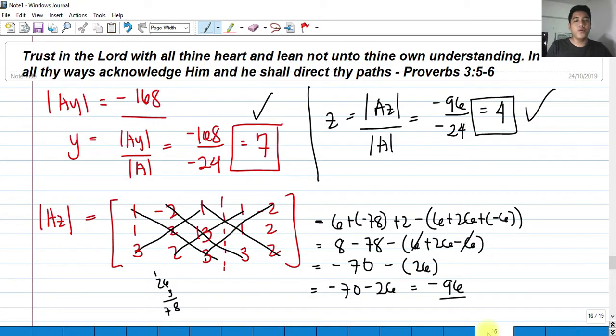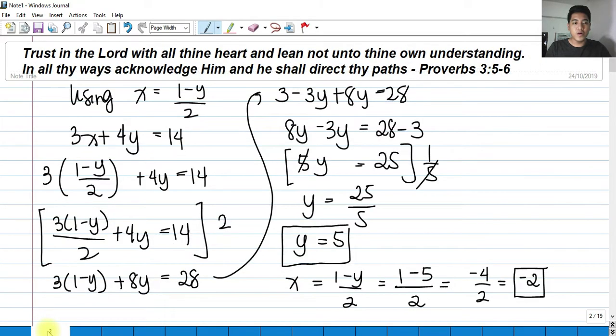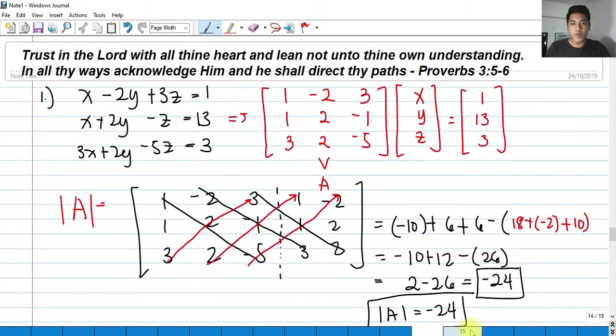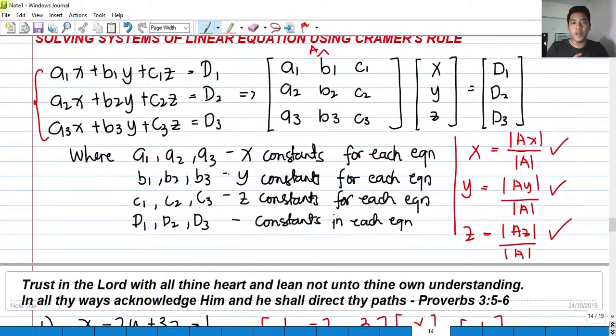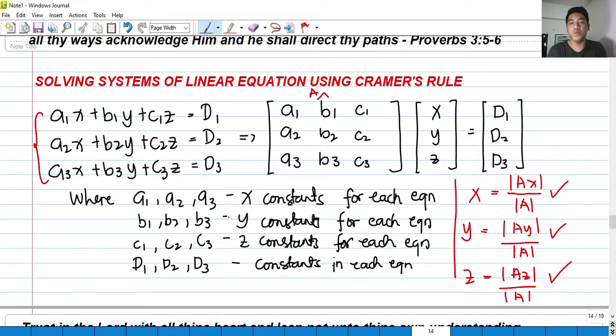And that's all for today's lesson about Cramer's rule. So it's very easy to find the values of x, y, and z if we already know how to perform determinants and, of course, to use these formulas.